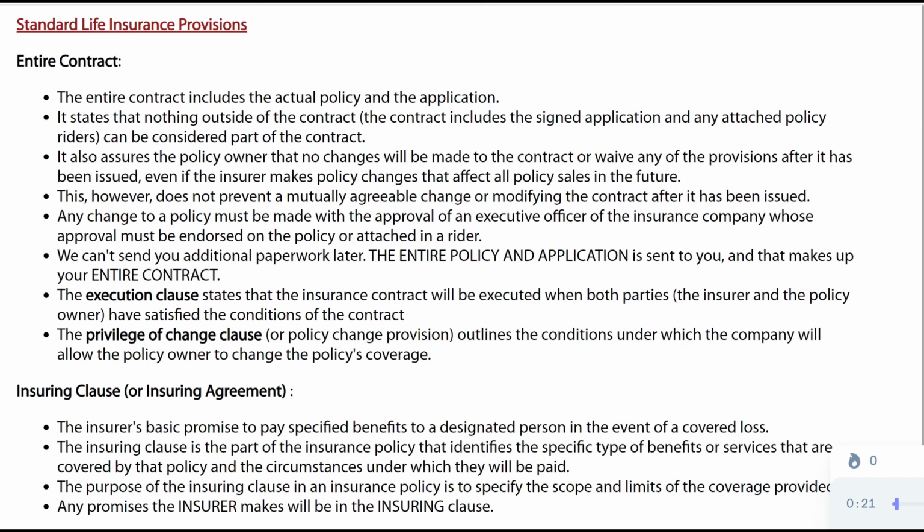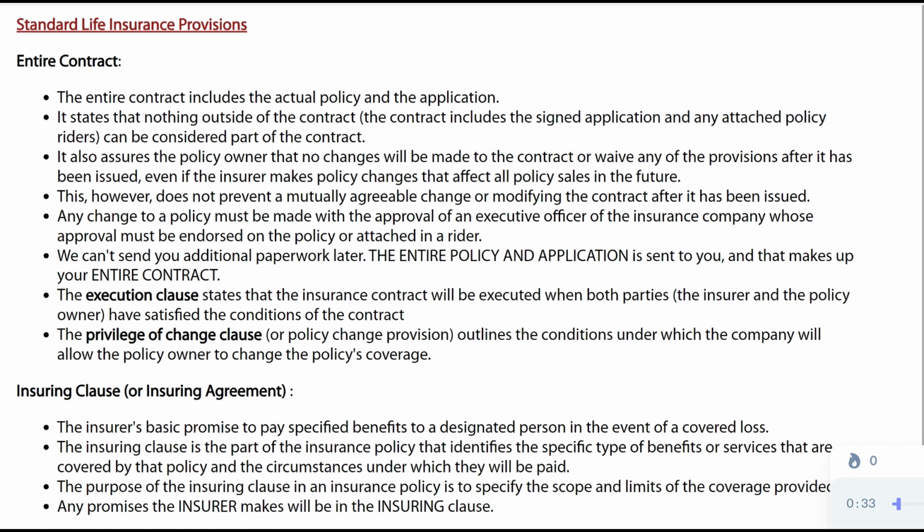It also assures the policy owner that no changes will be made to the contract or waive any of the provisions after it has been issued, even if the insurer makes policy changes that affect all policy sales in the future. This, however, does not prevent a mutually agreeable change modifying the contract after it has been issued.